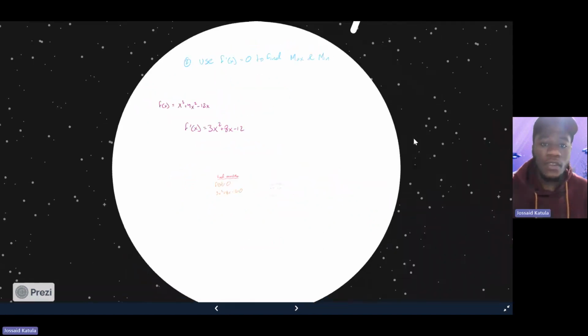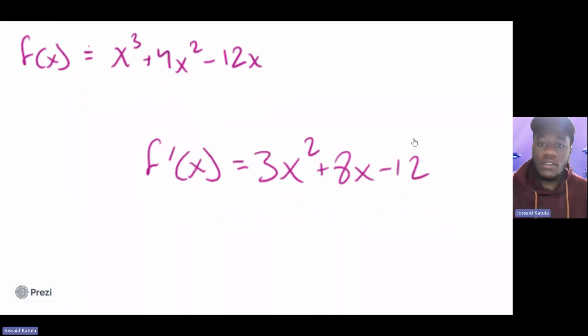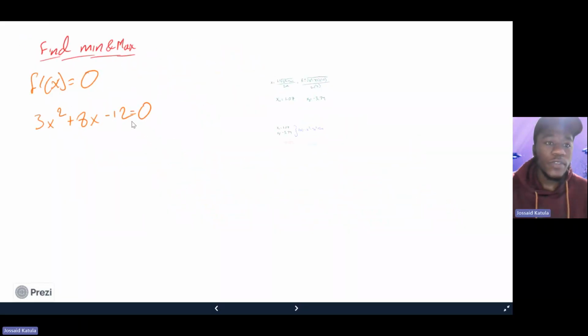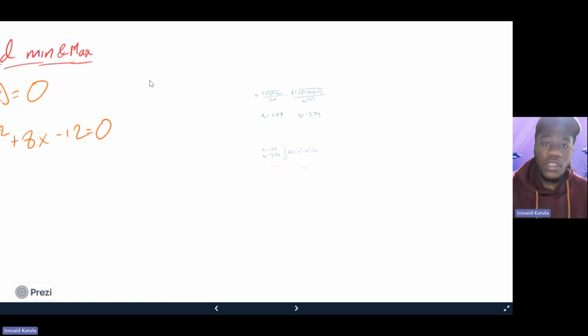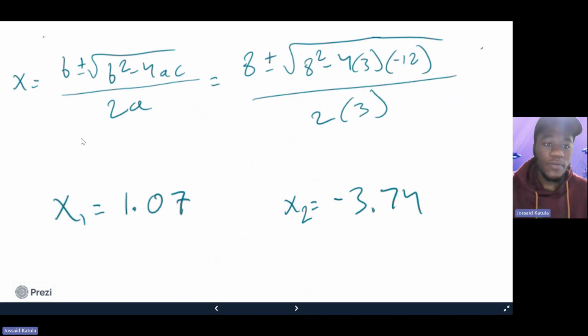So if we take that and make it equal to 0 and solve for x, we get something like this. We can't use the x method or the crisscross method. So we'll have to use the quadratic formula.